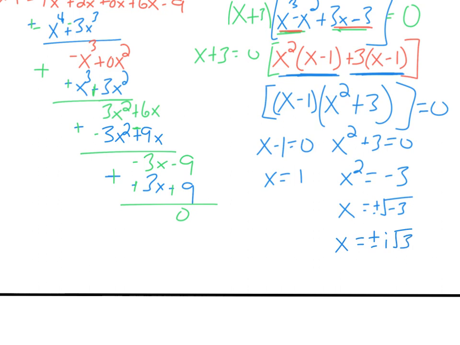Then we have this one here, and way up here, I should have got an answer for that one. That will be x equals negative 3. So all of the answers that we have will be negative 3, 1, and plus or minus i root 3.